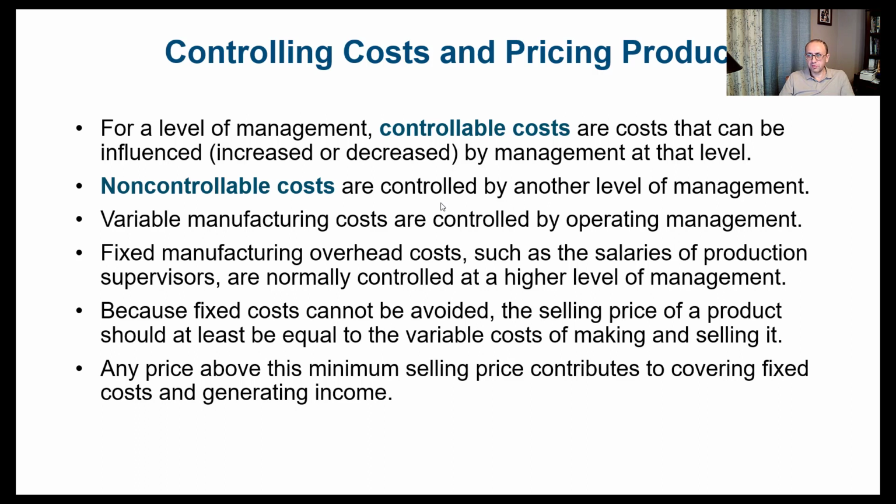The selling price of a product should be, or should at least be, equal to the variable cost of making and selling it. So when we are deciding on the selling price, we need to make sure that we are at least covering the variable cost. And anything that we make extra would be helping cover our fixed cost and maybe generating more profit. As it says here, any price above this minimum selling price, which is the variable cost, contributes to covering the fixed cost and generating income.